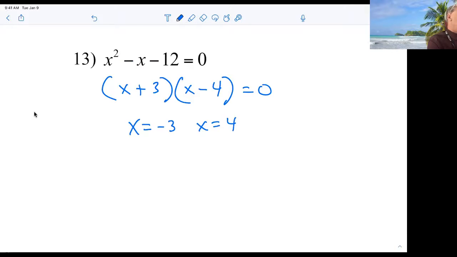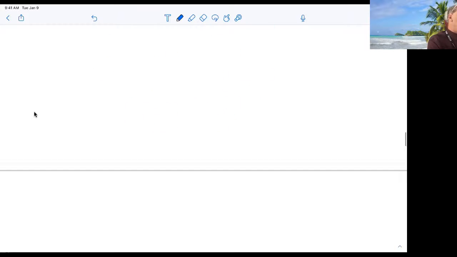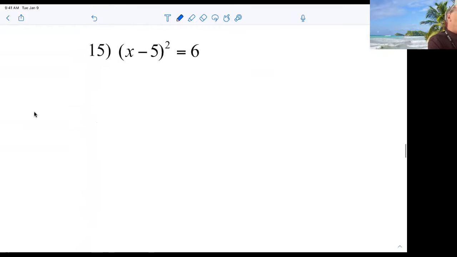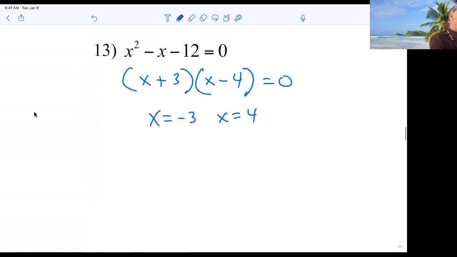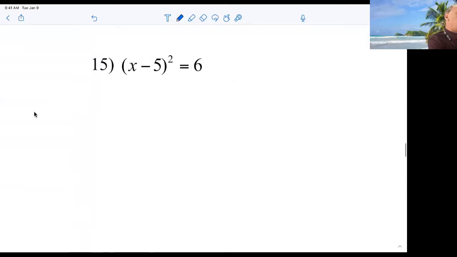All right. Let's continue on. Well, we skipped that step, right? No, not on that one. Which one? The next problem. All right, on 15, I can just do what to both sides? Take the square roots.